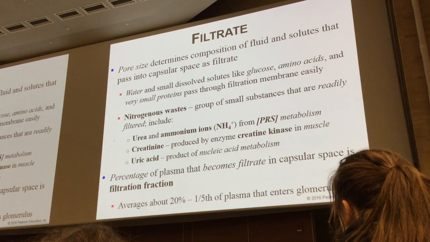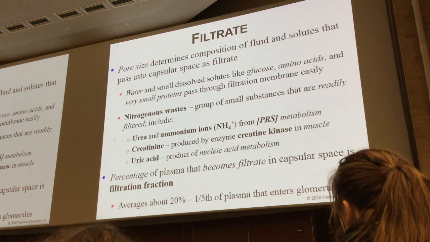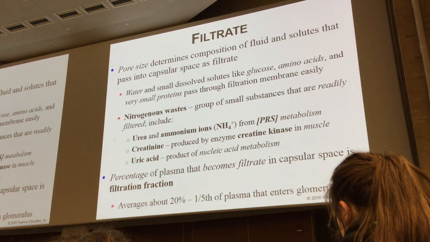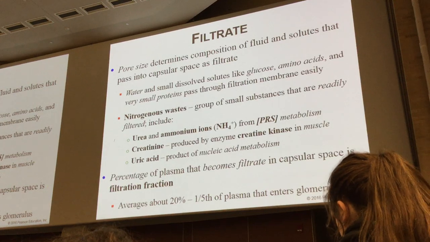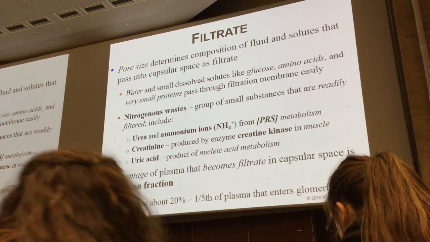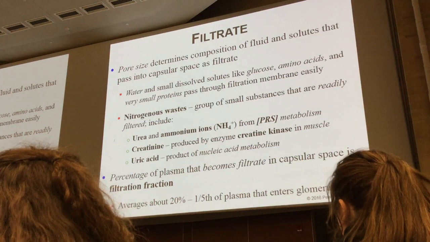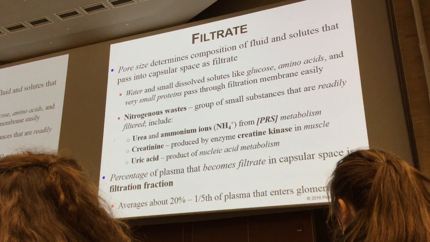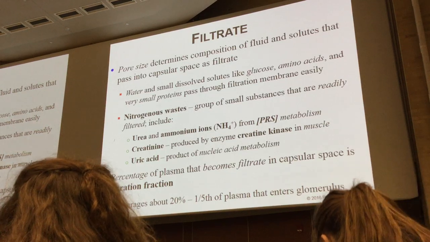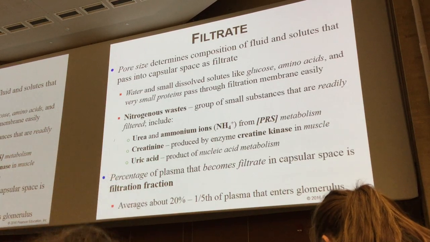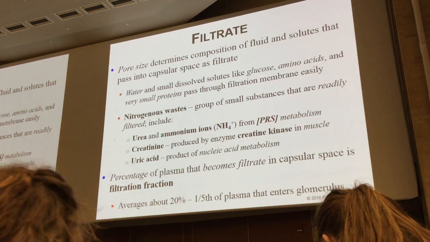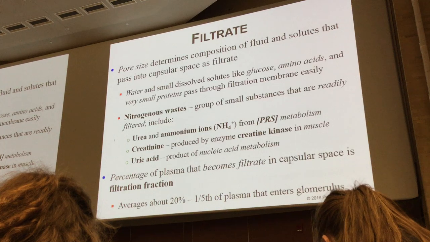Then, remember creatine kinase? We need creatine kinase for ATP in muscle, and one of its waste products is creatinine. And then if we break down nucleic acids, we get uric acid. So you're going to tell me in a PRS question where urea and ammonia came from. That's why it says PRS there, and I shut up for once.